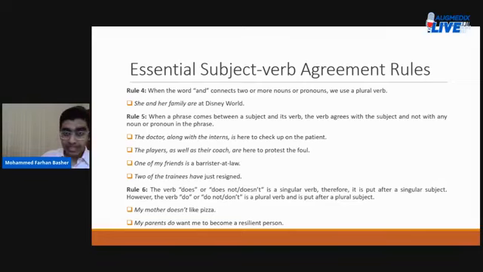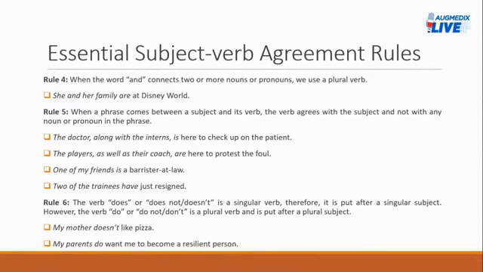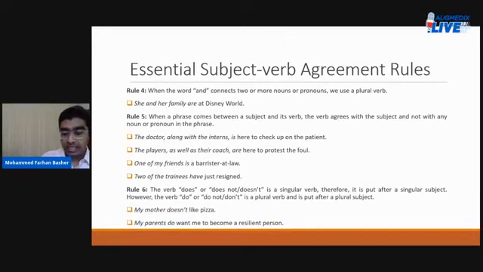Moving forward to rule number 6. What do we have with rule number 6 over here? Let's see. The verb does or does not, or doesn't in short, is a singular verb, right? We know this. Therefore, it is put after a singular subject. However, the verb do or do not, or the contraction don't, is a plural verb and is put after a plural subject. So we say, my mother doesn't like pizza.